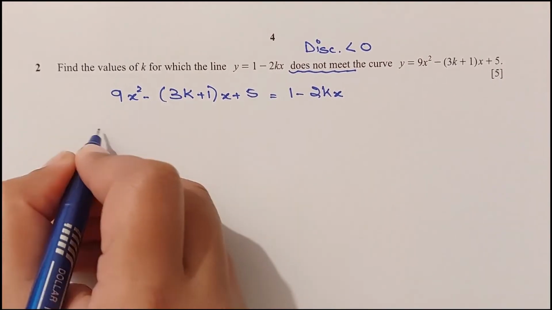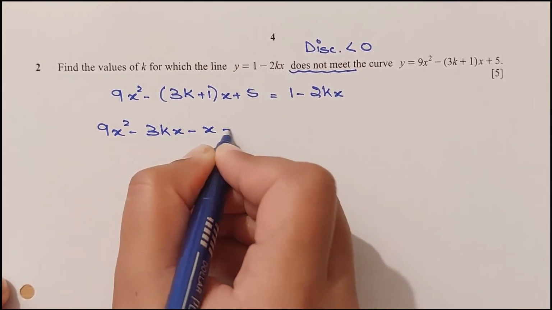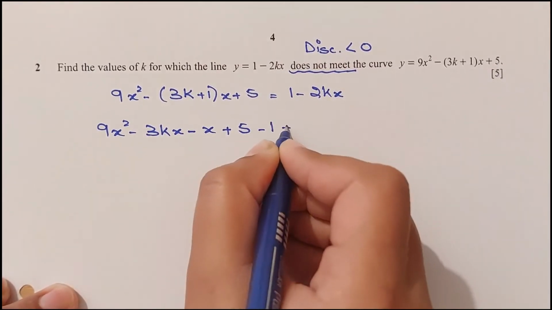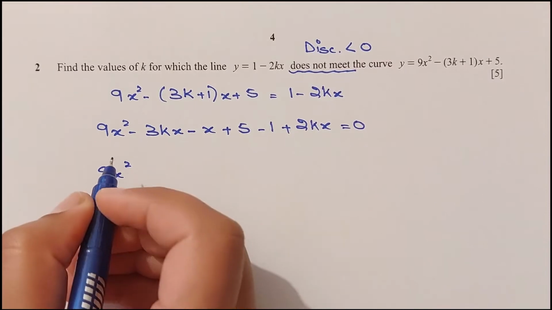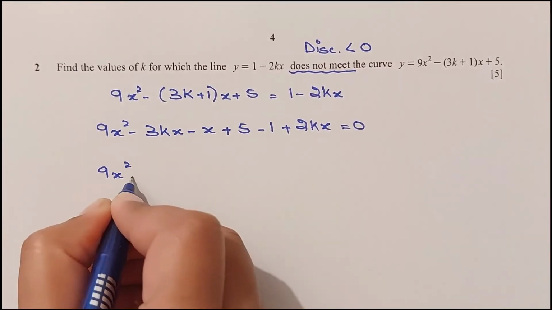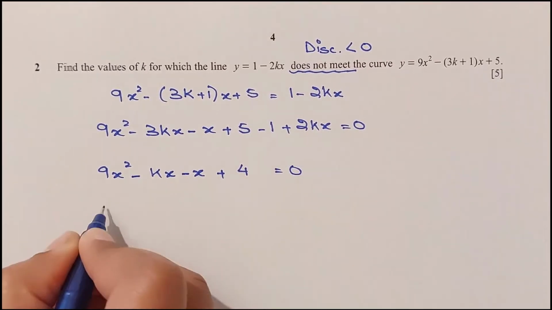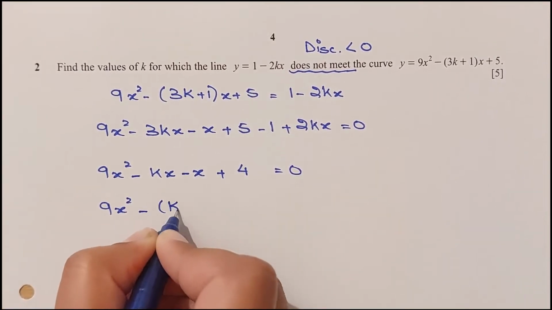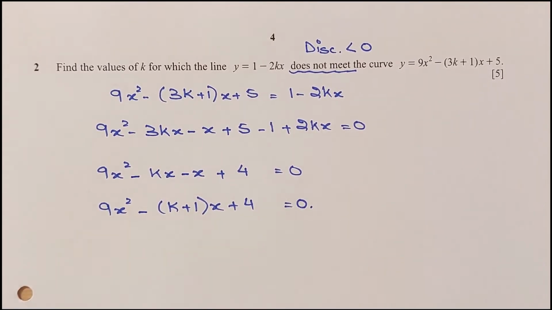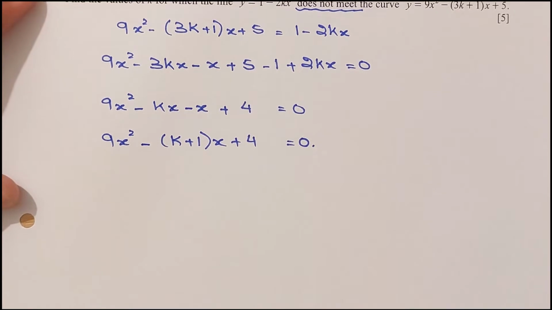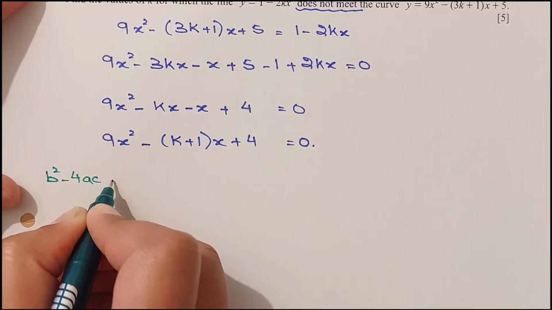Shifting all the terms to the left: 9x² minus 3kx minus x plus 5 minus 1 plus 2kx is equal to 0. So 9x², and we have 2kx minus 3kx, so minus kx, minus x plus 4 is equal to 0, or 9x² minus (k plus 1)x plus 4 equals 0. Now we have to take the discriminant and put it less than 0. Okay, so the discriminant is b² minus 4ac, right, this is less than 0.